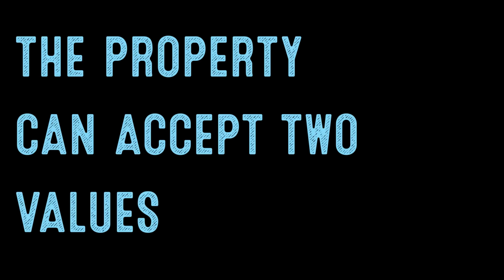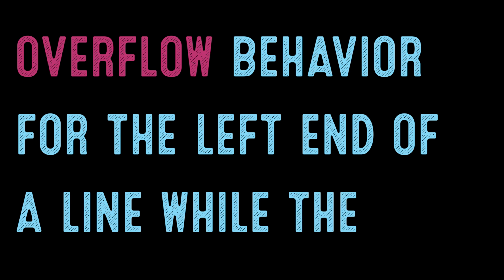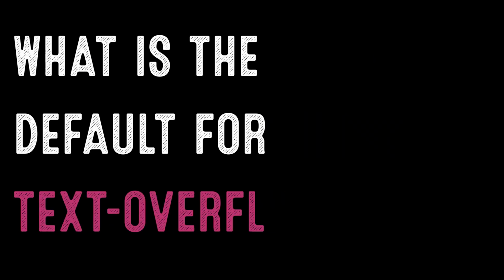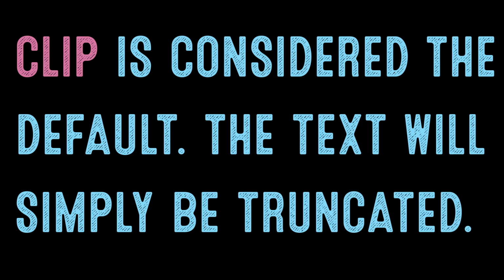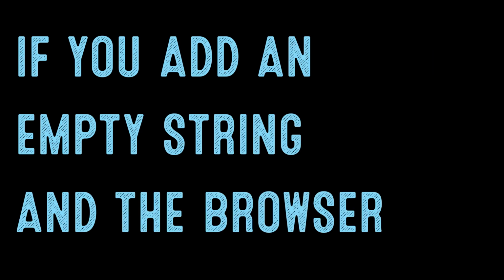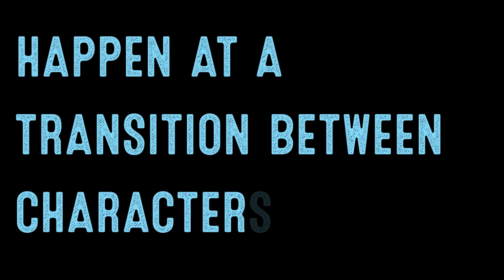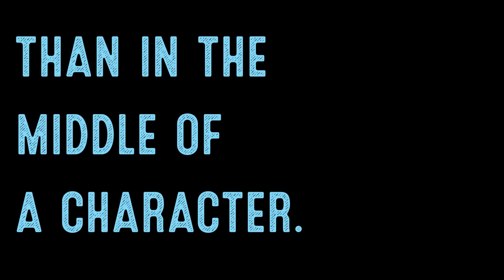The property can accept two values to specify the overflow behavior, the first for the left end of a line, while the second value affects the right end of a line. What is the default for text overflow? Clip is considered the default. The text will simply be truncated. If you add an empty string, and the browser supports this function, the truncation will happen at a transition between characters rather than in the middle of a character.